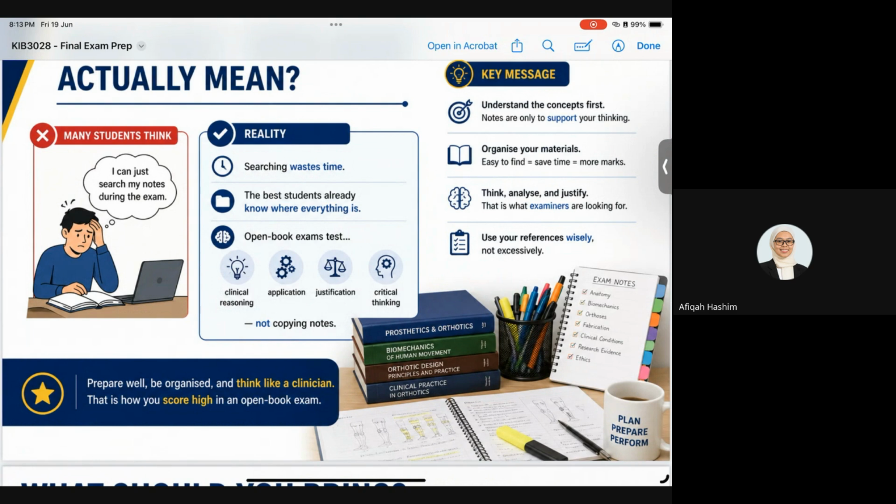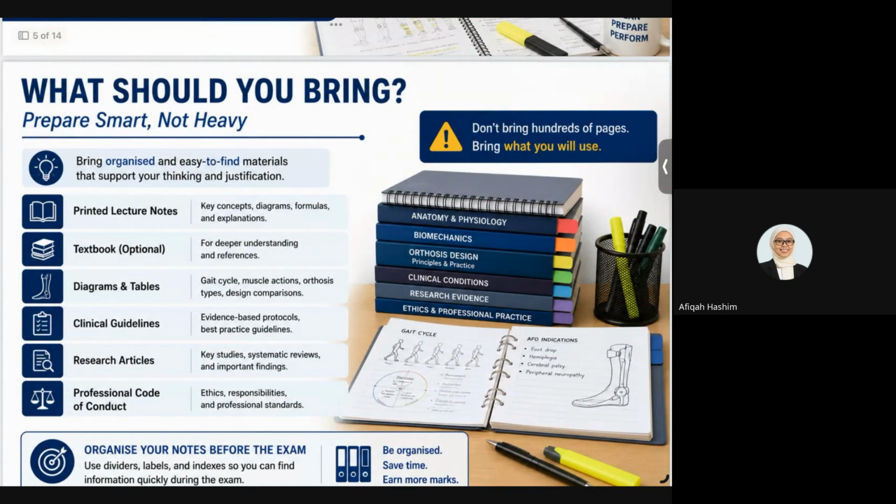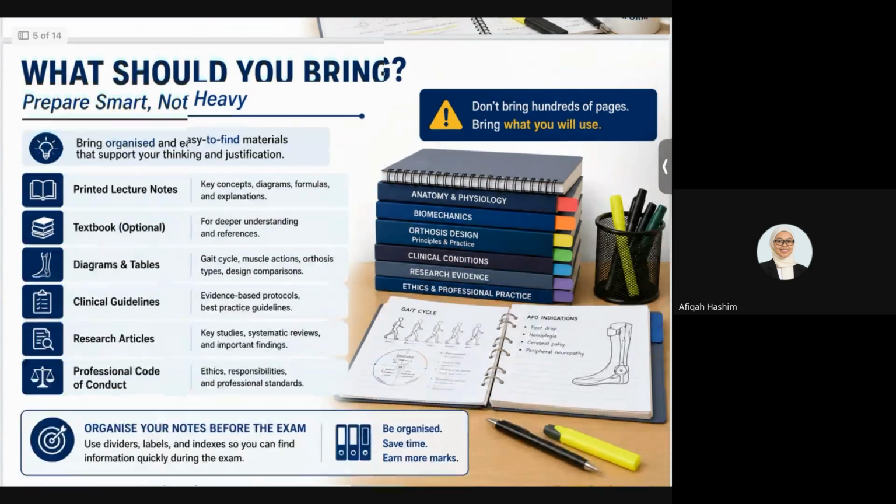So don't prepare to print every lecture slide. Instead, prepare a smart organized note so that it can help you to think and support your answer, rather than becoming something that you need to read from beginning to end during the exam. So what to bring during the exam? My first advice is don't bring everything.